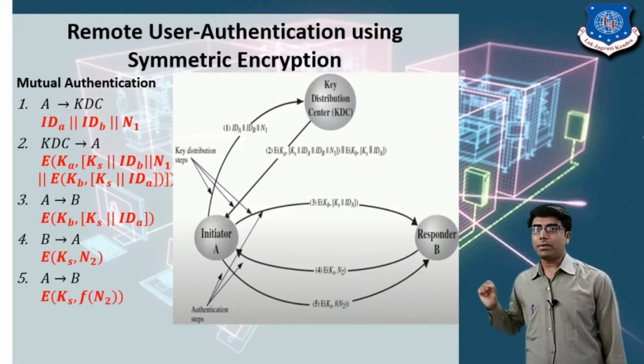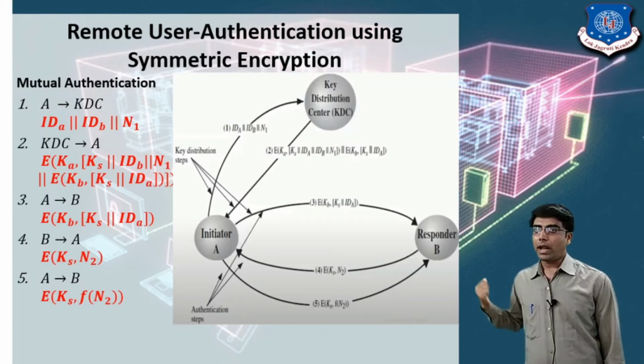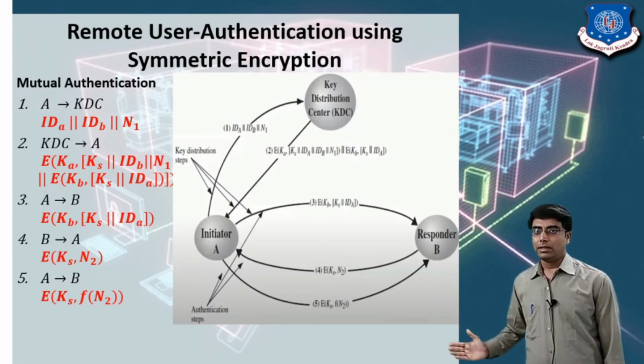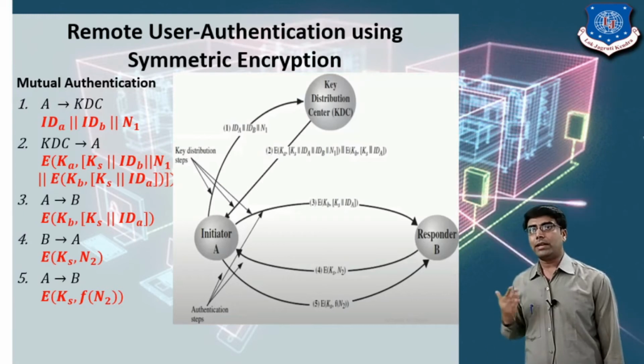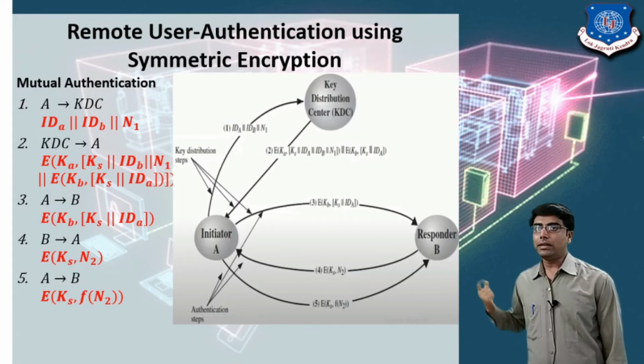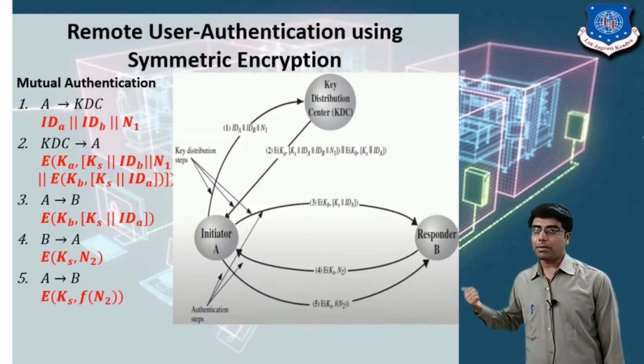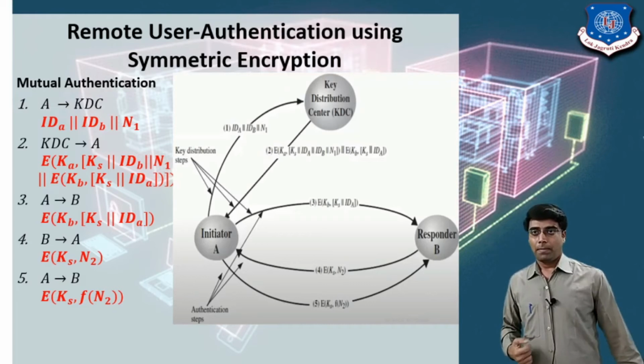In step number 5, user A will reply to user B. The message includes the nonce N2, which is generated by user B, and the session key. This is encrypted and sent to user B. Now again X intercepts the message which is replied by A and B, and this reply message is step number 4 and step number 5.